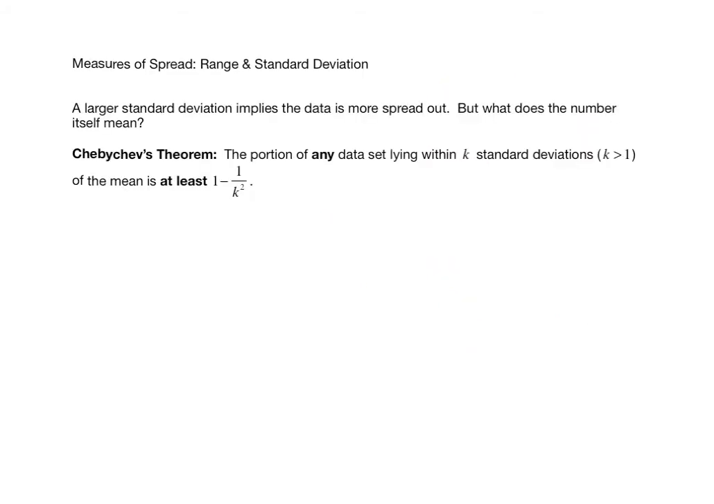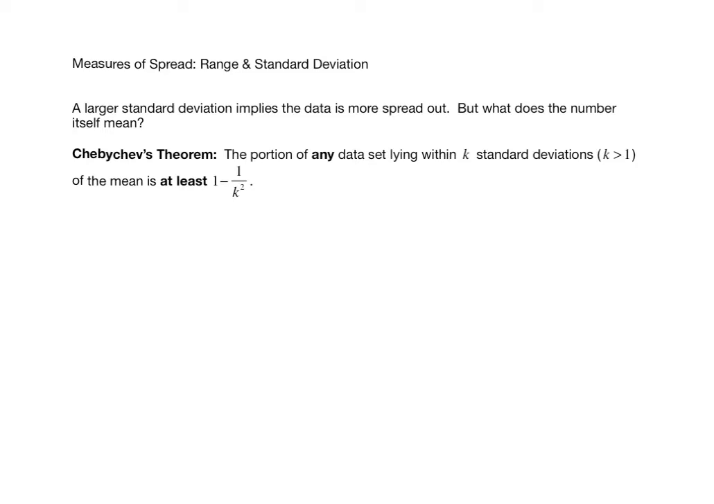Now we can start to address the meaning of the standard deviation. We saw in a previous video that a larger standard deviation implies the data is more spread out. So the larger the standard deviation, the more spread out the data is. The smaller the standard deviation, the less spread out the data is. But what does the number itself mean? We can't actually answer that as easily as we could for the range.